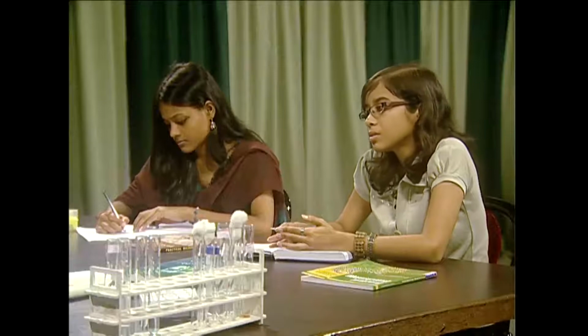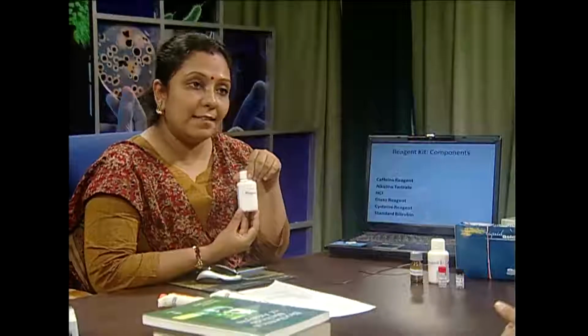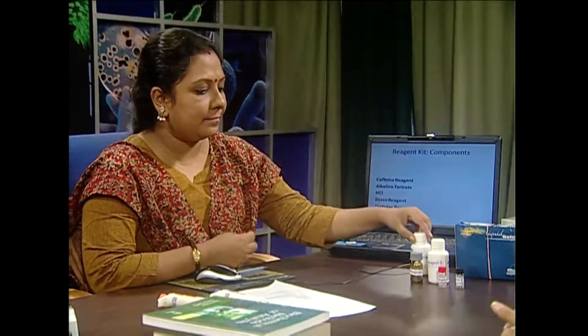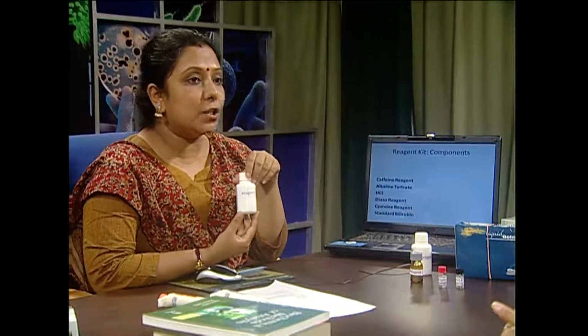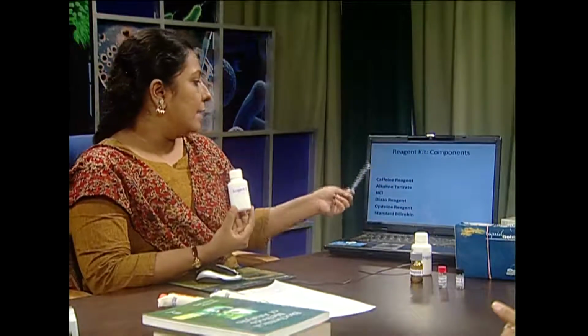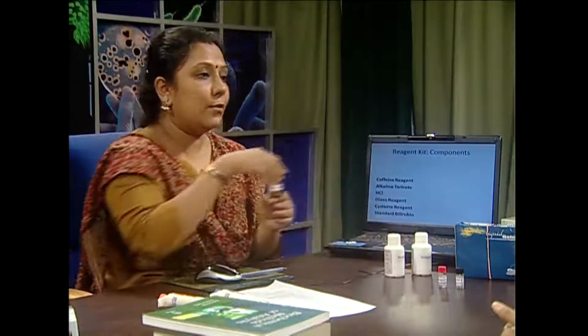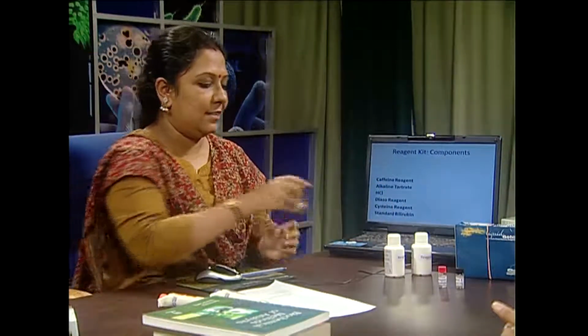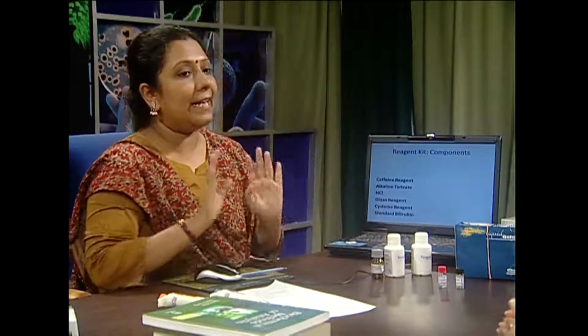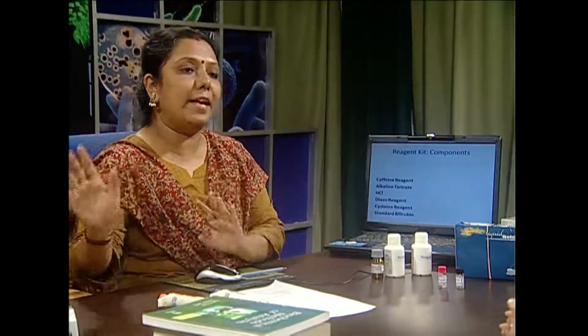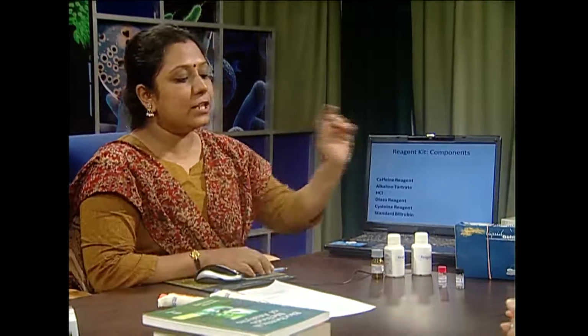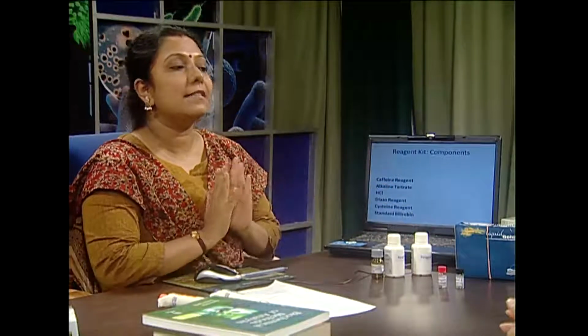So reagent 1 is diazo reagent. Reagent 2 is your caffeine reagent. Reagent 3 is cysteine reagent. Apart from these, alkaline tartarate and HCl will be made by the laboratory, and reagent 4 and 5 are the standard bilirubin. According to our purpose, our need, we will make the standard bilirubin.